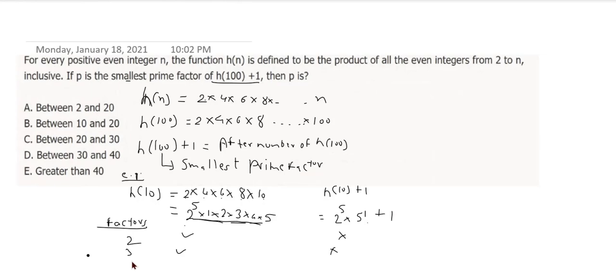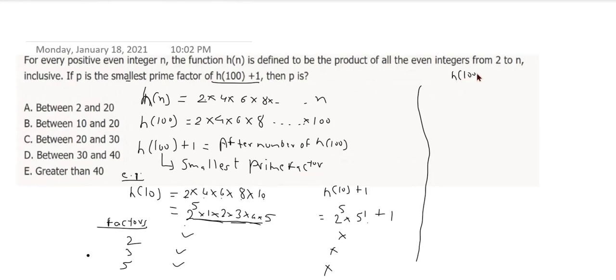Similarly, 5. Now we know that 5 is a prime factor of h of 10. Is 5 a prime factor of the very next number? No, the same logic applies. Not possible, right? So all the numbers that are prime factors of h of 10 cannot be a prime factor of the very next number. This is what we conclude from here. Are you with me on this? So now let's go to h of 100 and h of 100 plus 1.